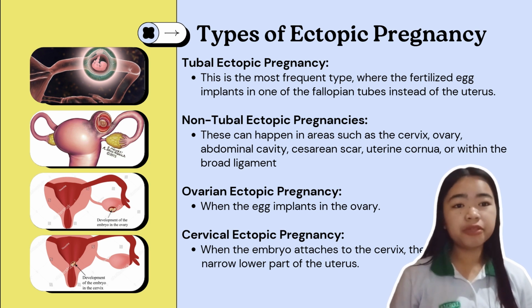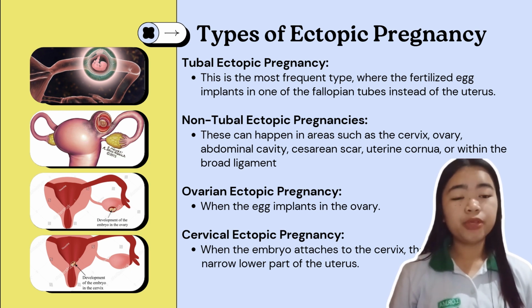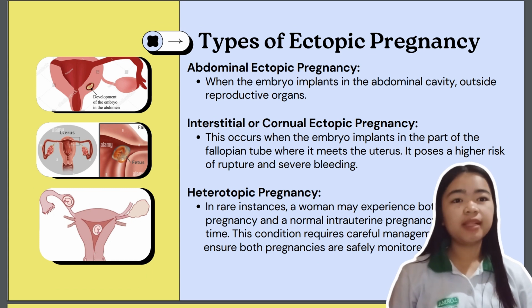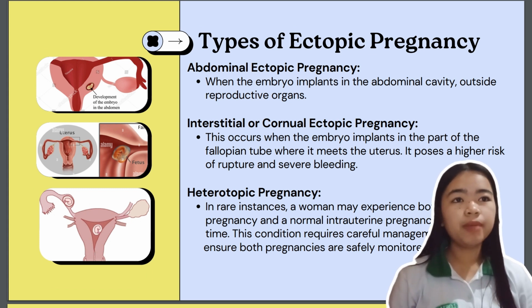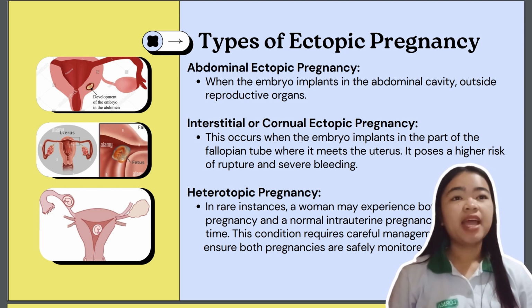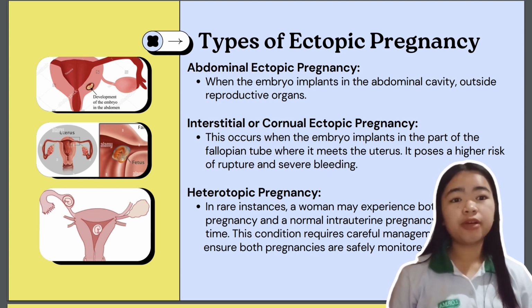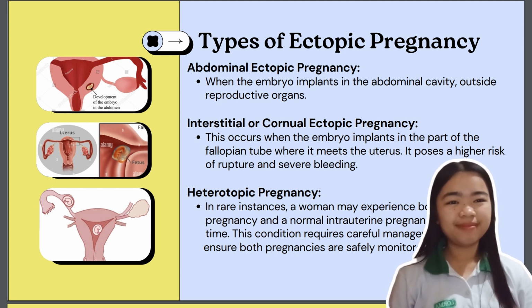And then we also have the cervical ectopic pregnancy, when the embryo attaches to the cervix, the narrow lower part of the uterus. We also have the abdominal ectopic pregnancy, when the embryo implants in the abdominal cavity outside the reproductive organs. And then we also have the interstitial or the cornual ectopic pregnancy. This occurs when the embryo implants in the part of the fallopian tube where it meets the uterus. It poses a higher risk of rupture or severe bleeding.